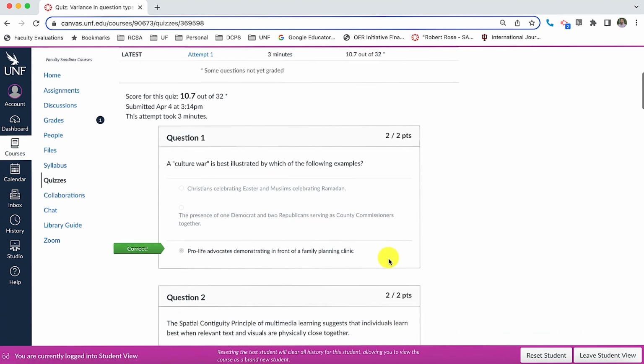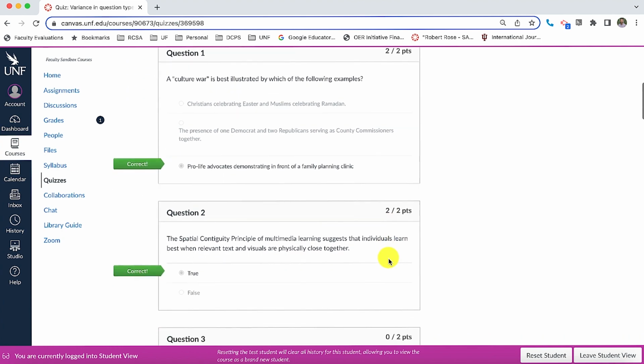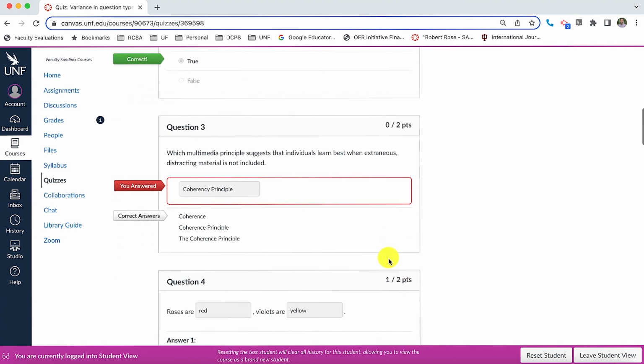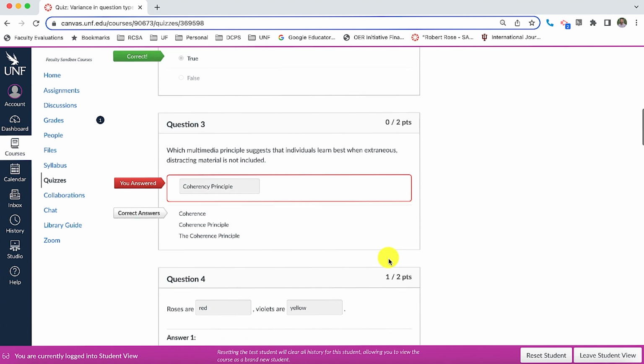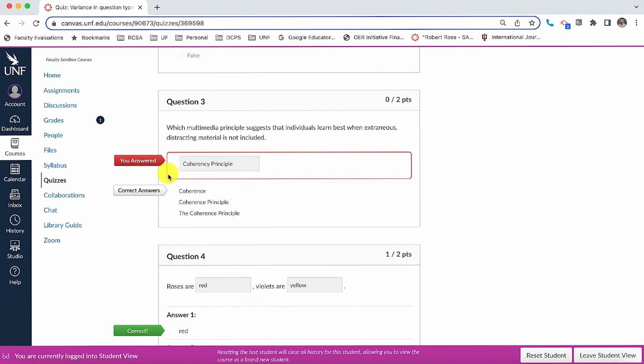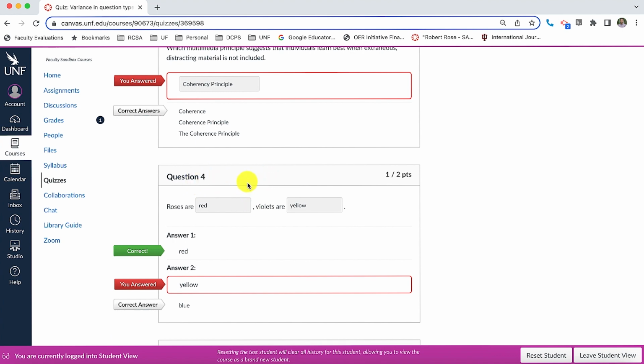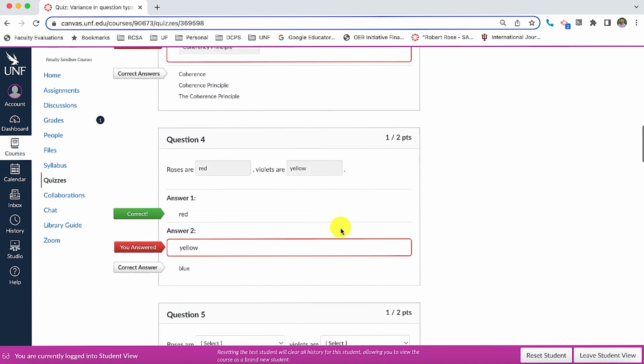Questions 1 and 2 probably need no explanation since these are likely, again, the types that we're familiar with. For the fill-in-the-blank questions, it's important to note here that spelling matters, right? You can see here the various options that the instructor considered to be an acceptable response, and coherency principle was not one of those variations that was considered acceptable. I'll note here capitalization does not affect the correctness of the response. Same rule applies for multiple fill-in-the-blank questions.